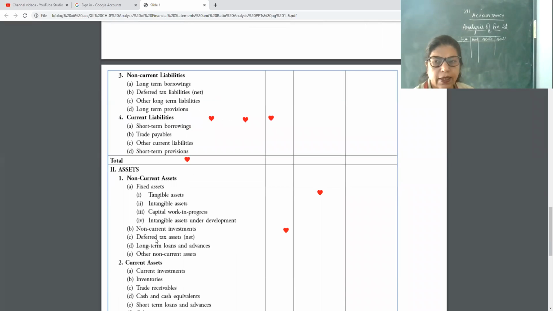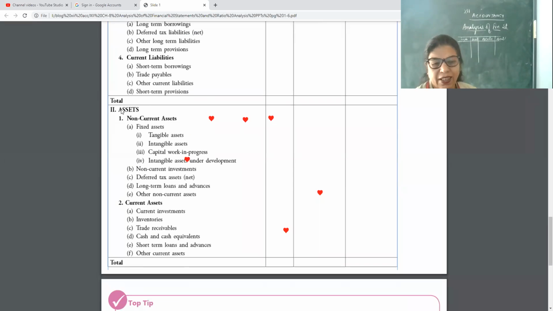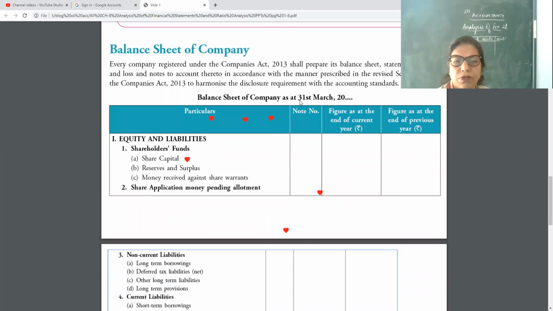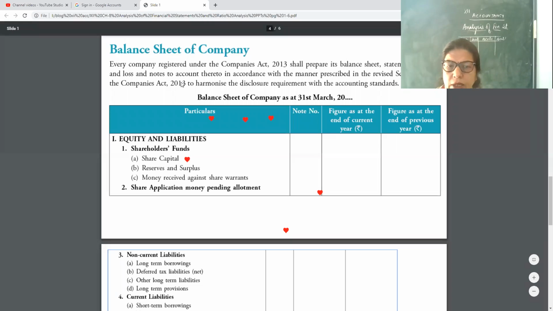Now come on to the next side, or to the second side of the balance sheet. Okay, you want to copy it? Yes, please. Balance sheet of company on 31st March 20, particulars, no need to write any other thing, note number, figures at the end of current year, figures at the end of previous year. See, the balance sheet of a company is prepared according to the Indian Companies Act 2013.